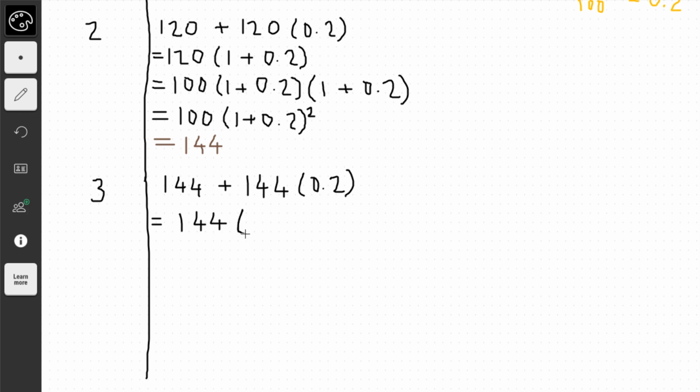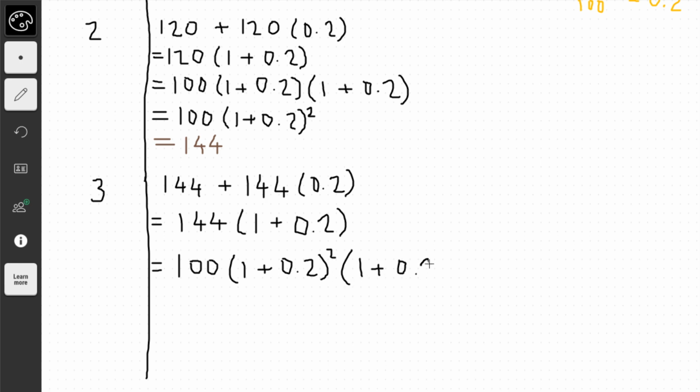So 144 plus 144 times 0.2 is going to get a bit awkward to calculate. Instead of multiplying that out, I'm going to factor out the 144, and that leaves us with 1 plus 0.2, which is becoming a very familiar number. Now I want to replace 144 with what it's equal to, which was 100 times 1 plus 0.2 to the power of 2, and of course that was just the 144 part of it, so still left over is this 1 plus 0.2 at the end.